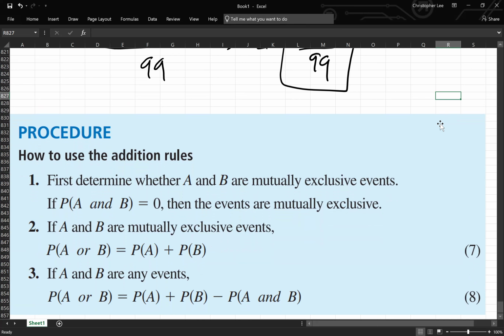This is number 3. If A and B are any events, which is what we have, the probability of A or B is equal to the probability of A plus the probability of B minus the probability of A and B. That's it. Questions on this? All right, cool.